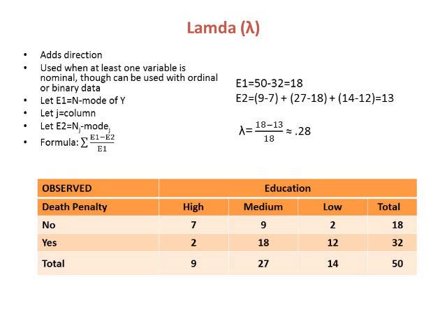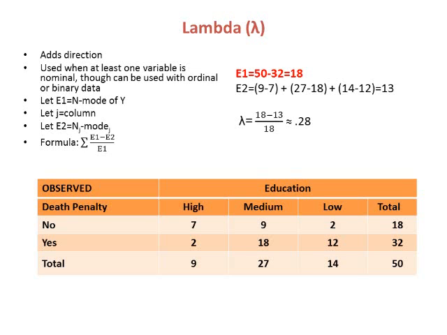We identify how many cases are not included within the mode. First, we determine how many cases are not parts of the mode of y across the entire model. We call this E1 for error 1. The modal category in this case is yes for death penalty and accounts for 32 states.